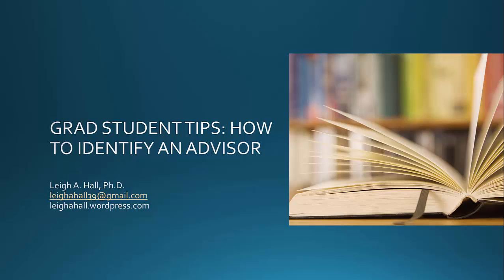So in this first video, we're going to talk about 4 things that you need to think about in terms of how to identify an advisor or how to evaluate your current advisor. You might be in a situation where you're looking for a new advisor and you're not really sure how to do that, or you might be in a situation where you've been assigned an advisor, you kind of like your advisor, but how do you figure out if your advisor is going to work for you or not? So we're going to talk about that.